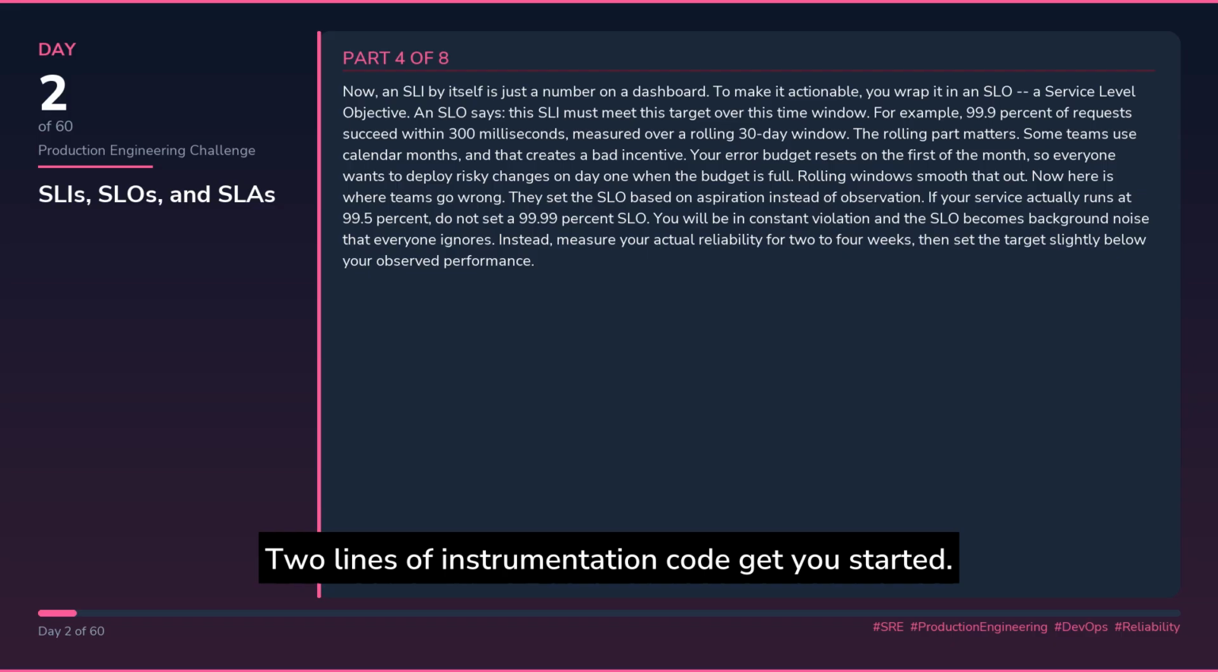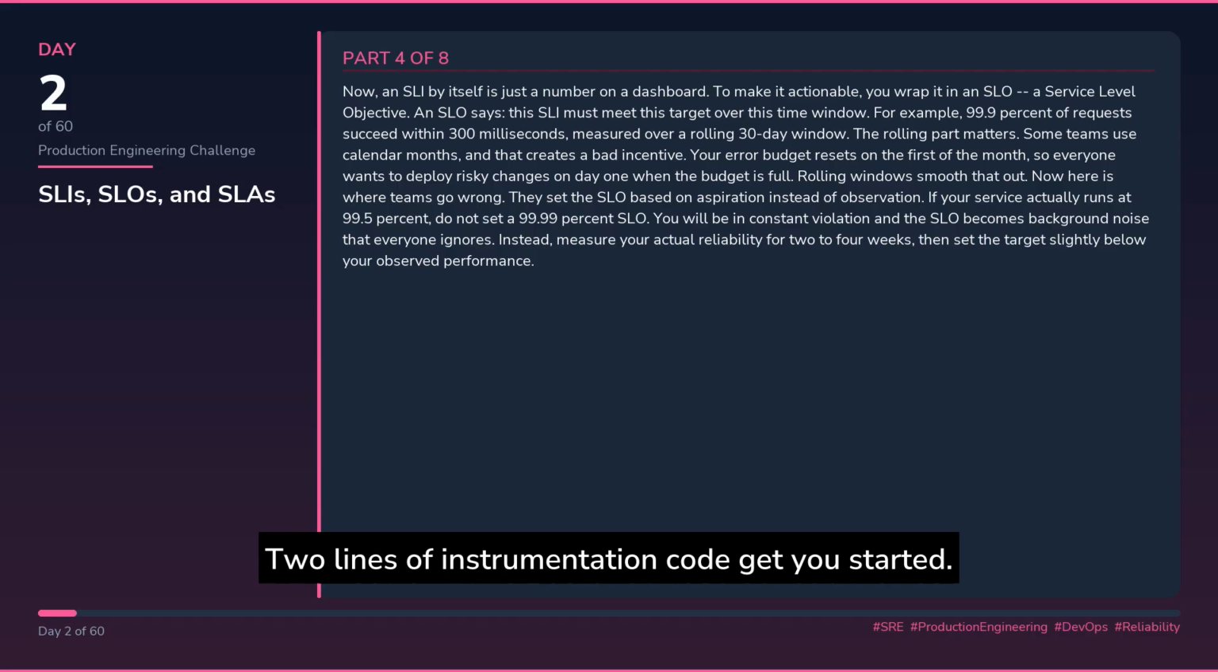To make it actionable, you wrap it in an SLO, a service level objective. An SLO says, this SLI must meet this target over this time window. For example, 99.9% of requests succeed within 300 milliseconds, measured over a rolling 30-day window. The rolling part matters. Some teams use calendar months, and that creates a bad incentive. Your error budget resets on the first of the month, so everyone wants to deploy risky changes on day 1 when the budget is full. Rolling windows smooth that out.